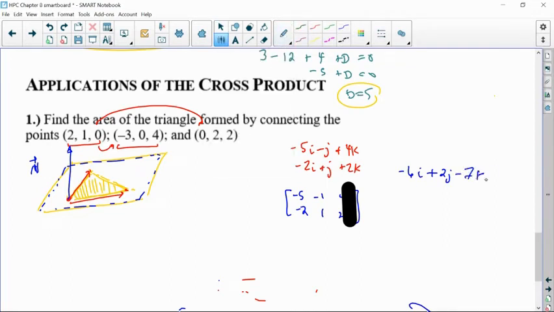And remember, a great way to check is just to make sure that's perpendicular. In other words, the dot product would be 0. So if I look at the dot product between the two vectors, let's see, -5 times -6 is 30, minus 2, so that's 28. Minus 28 is 0. Excellent. And this is 18.